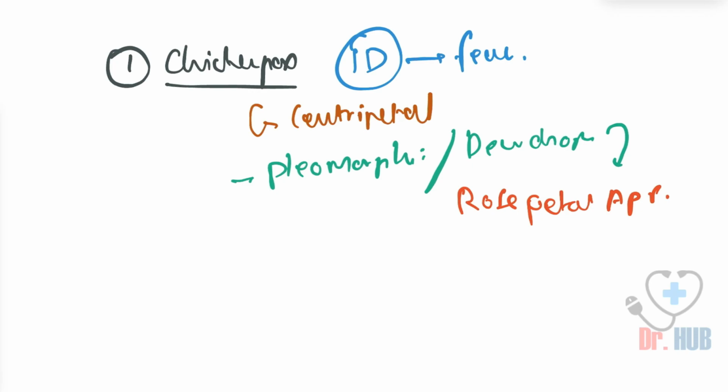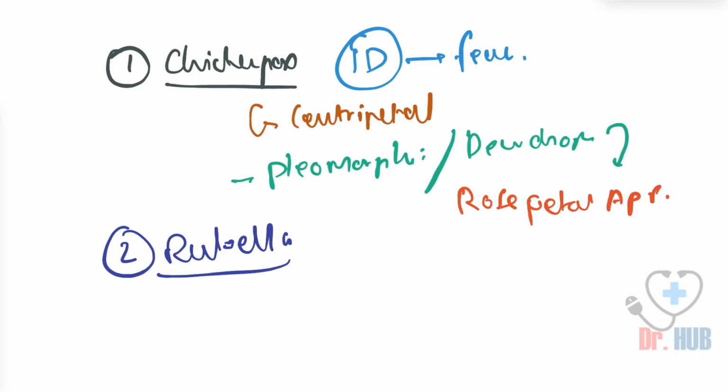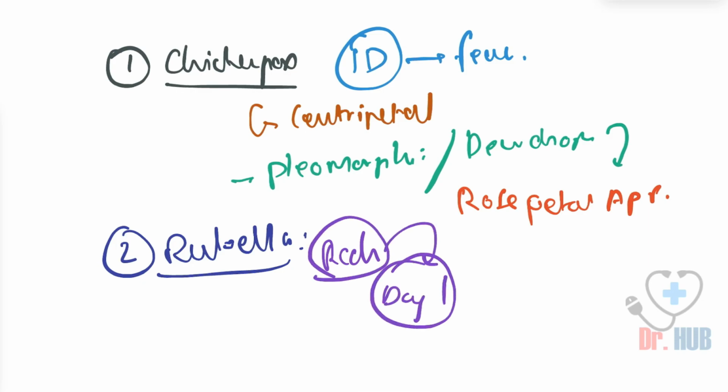The next question we asked was, in case of rubella, what are the findings? In rubella, there is a rash. The rash appears on day 1 and it is on the face.